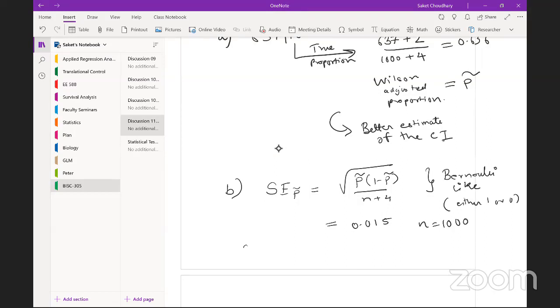Okay, so the confidence interval is given by your p tilde plus minus 1.96 times the standard error of p, and this 1.96 is essentially obtained from your table. So this is a standard thing that we have done many number of times by now. So if you plug in the values, this comes down to 0.6066 and 0.6654.